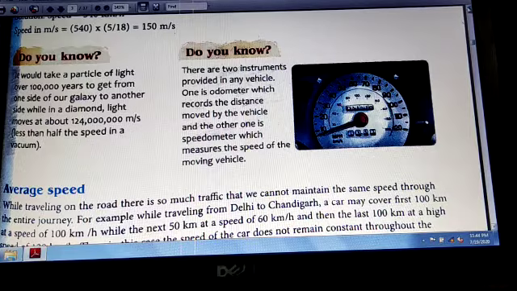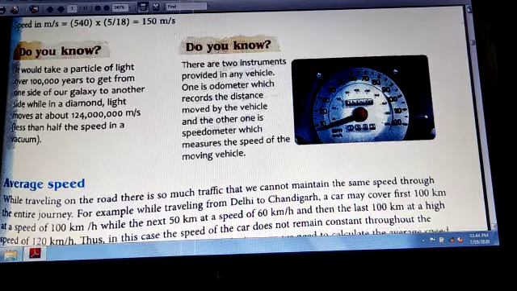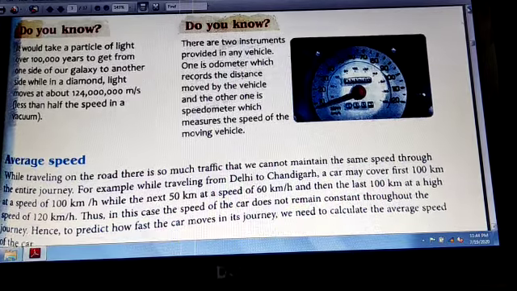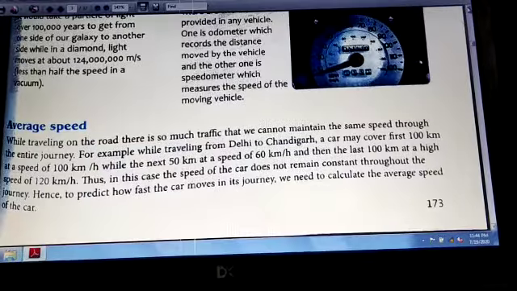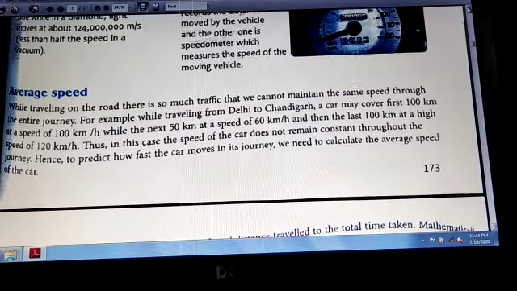Now in vehicles which you see, 4-wheelers and all, there are two instruments. One is the odometer, which records the distance moved by the vehicle, and the other is the speedometer, which measures the speed of the moving vehicle. So I had given the video in which velocity was also given, calculate the velocity. Now we are having average speed.